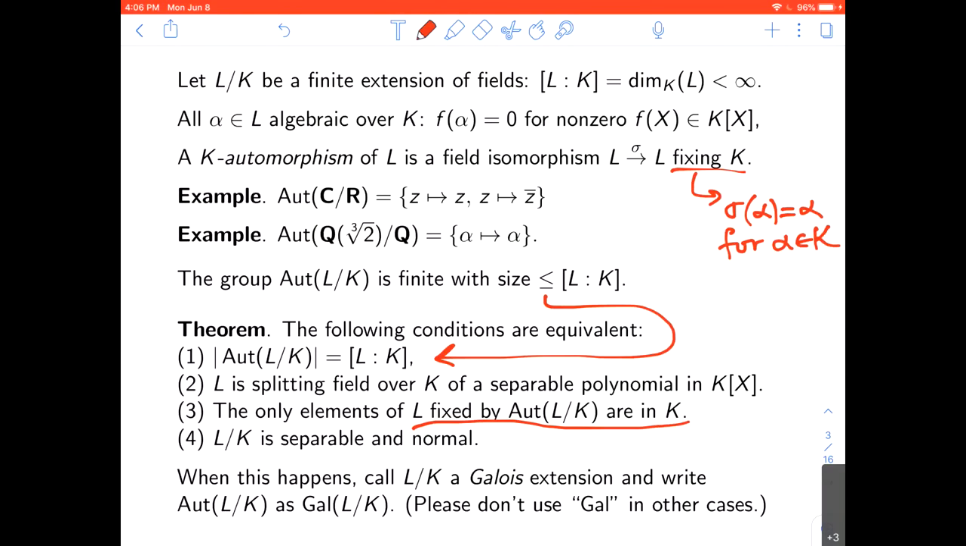And when these conditions hold, we call the extension a Galois extension, and then we write the group of automorphisms of the top field fixing the bottom field as the Galois group of L over K. So some people will actually call the automorphism group the Galois group all the time. They'll say the Galois group of Q adjoining the cube root of 2 over Q is trivial. This is a really, really bad idea. Don't do that, please. Okay? Just use the term Galois when it's actually a Galois extension.